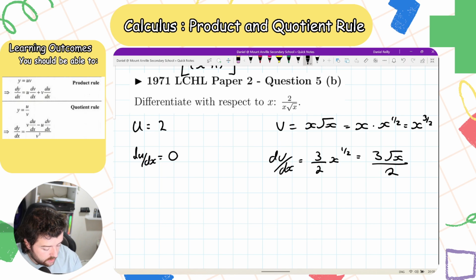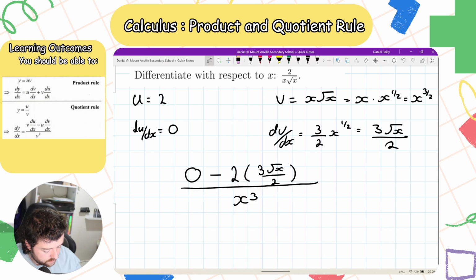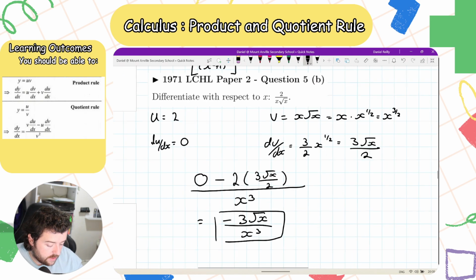So the v times du dx, well, that's going to be times by 0, stunning, minus u times this, 3 root x all over 2, all over v squared, which is x to the power of 3 over 2 squared, which will actually be equal to x to the power 3. That's going to be equal to minus 3 root x all over x cubed. That's my answer there using my quotient rule.